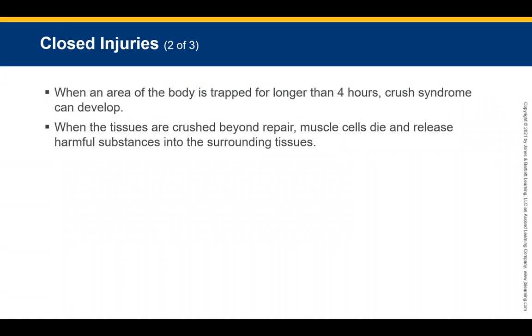When an area of the body is trapped for longer than 4 hours, arterial blood flow is compromised. All right, there you go. We talked about it. So crush syndrome can develop when a patient's tissues are crushed beyond repair, muscle cells die and release harmful substances into the body surrounding the tissues. So some harmful substances are released into the body's circulation after the limb is freed and the blood is returned. So now we know it's toxic.